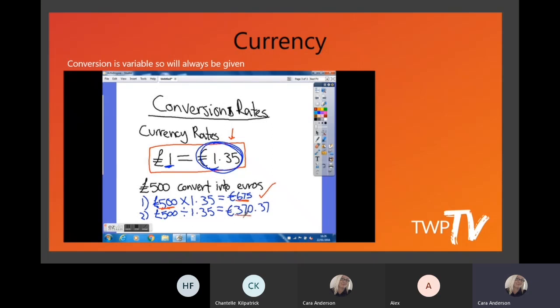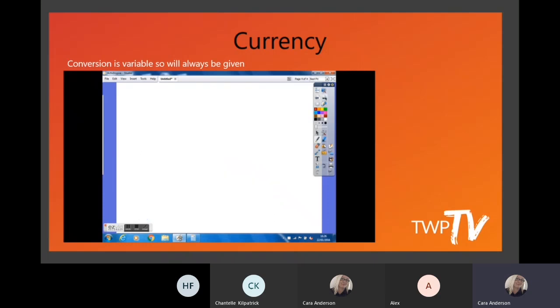In the bottom one, the euros are a lower value than the £500. So that literally doesn't make any sense. It doesn't work. So to work out this question, all we had to do was 500 times 1.35, and that gave us the value in euros. We'll look at another example of this as a different type of conversion rate.